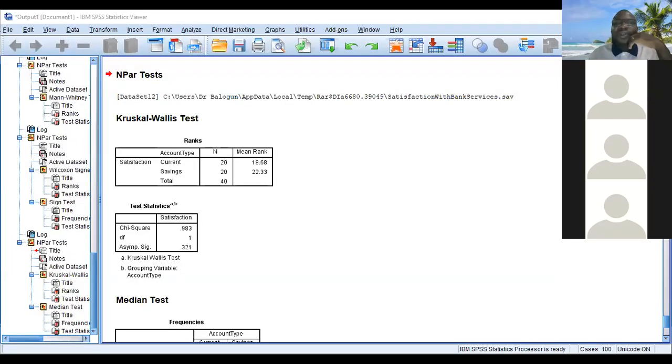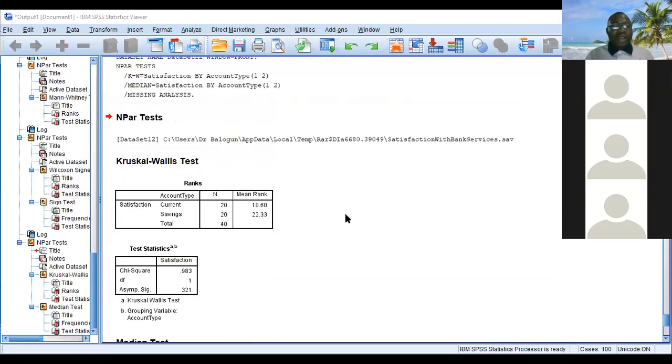Dr. Balogun, share that thing back now. Let's look at that Kruskal-Wallis value. If you are not talking, unmute yourself. Yes, share back that thing. Okay. Let's look at the value.